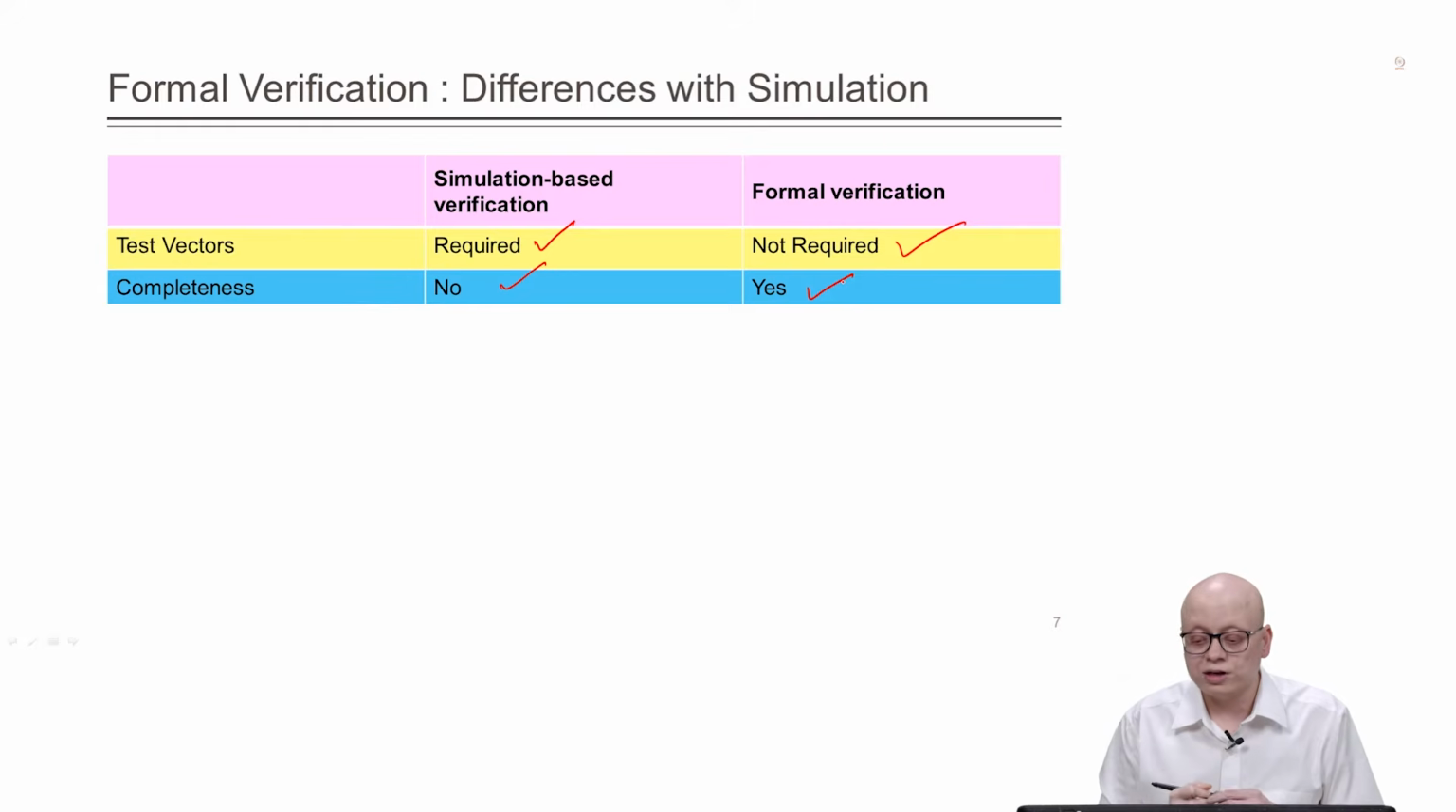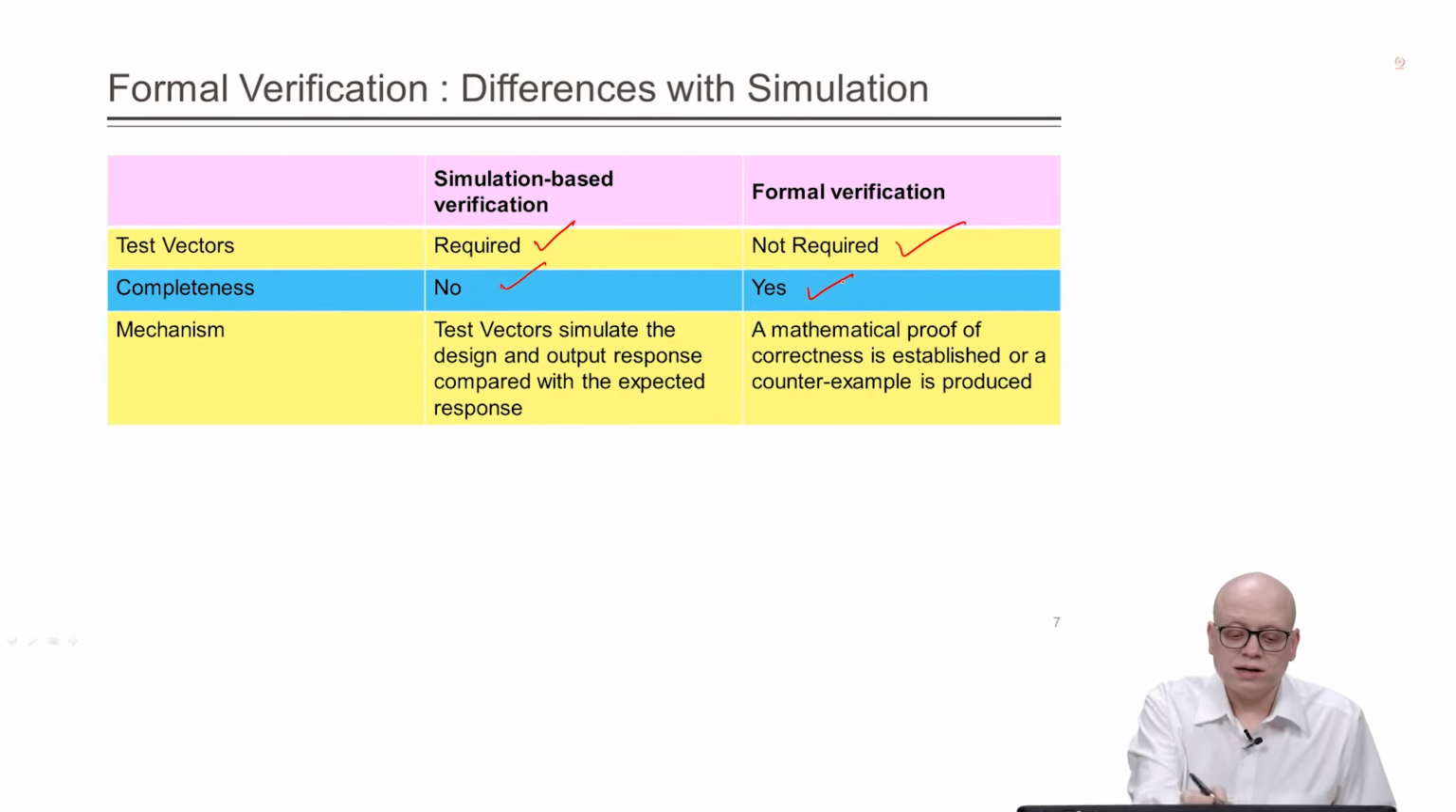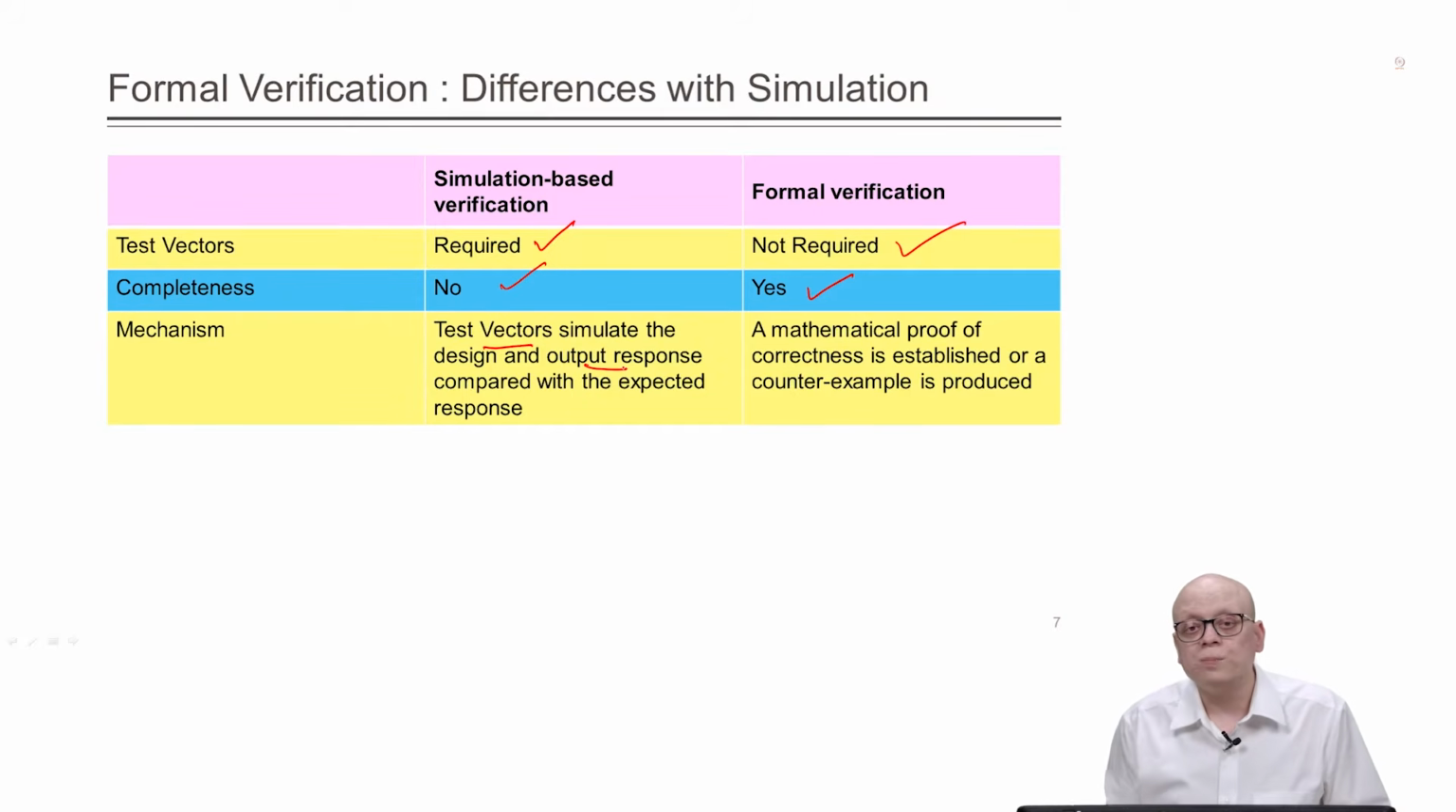The formal verification tool, for a given check, can say that implicitly I have covered all the test vectors and therefore these two models are equivalent, or some property that it is trying to prove gets established. And in terms of mechanism, the simulation based technique uses test vectors, sees the output response and compares it with the expected response. That is the mechanism of simulation. And in formal verification, a mathematical proof of correctness is established, or if these two models are not equivalent, then it will produce a counter example.